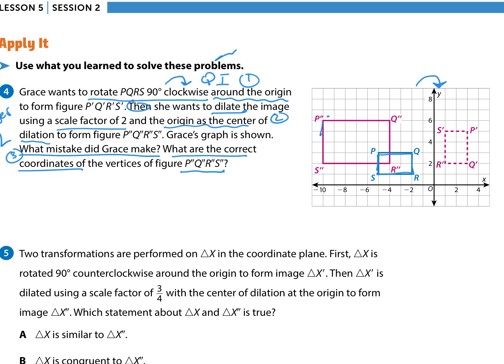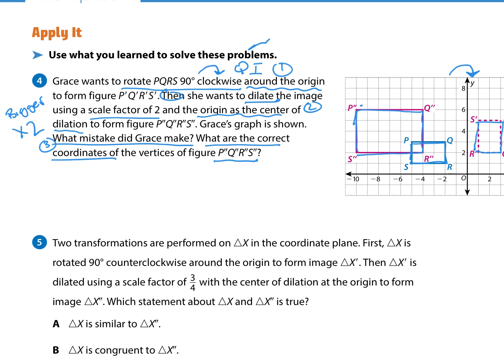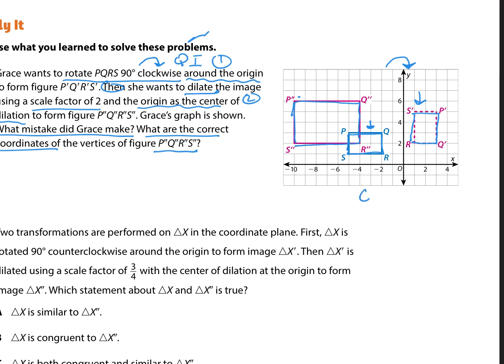90-degree rotation is here, and that's correct. She rotated 90 degrees clockwise, and then her dilation is here, and she did dilate it times 2, but she messed up. So what did she do wrong? Well, her mistake was, instead of dilating the image here in quadrant 1, she went back and dilated the pre-image. So we're going to write that right here. Grace dilated the pre-image, not the image. That's her mistake.